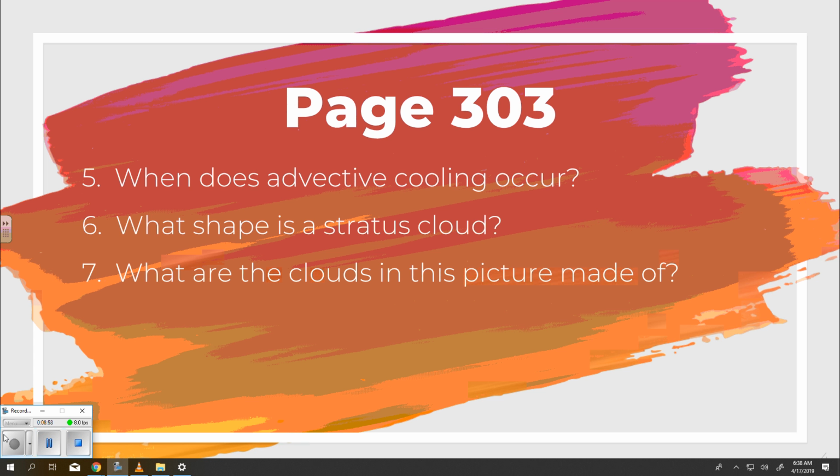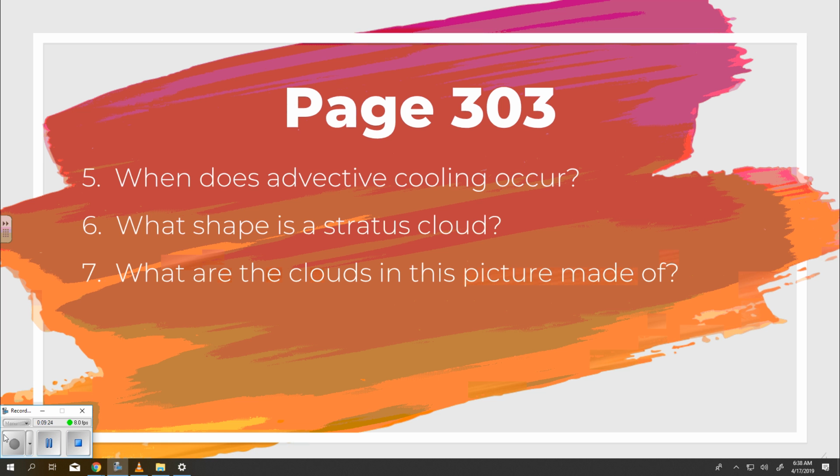When a body of air moves over a cold surface, the cold surface absorbs the heat from the air. This causes the air to cool. If the temperature of the air falls below its dew point, clouds can form. This process is called advective cooling.